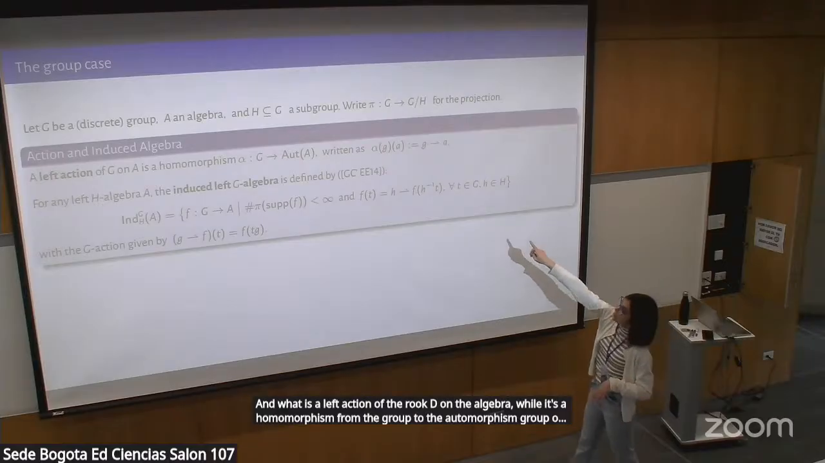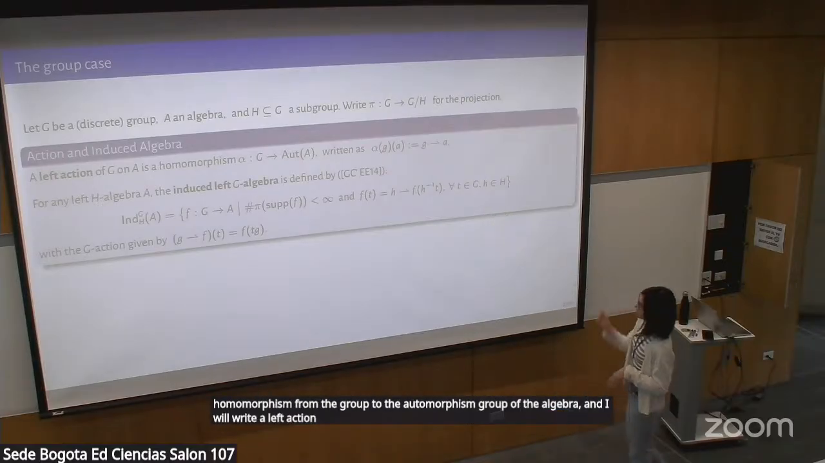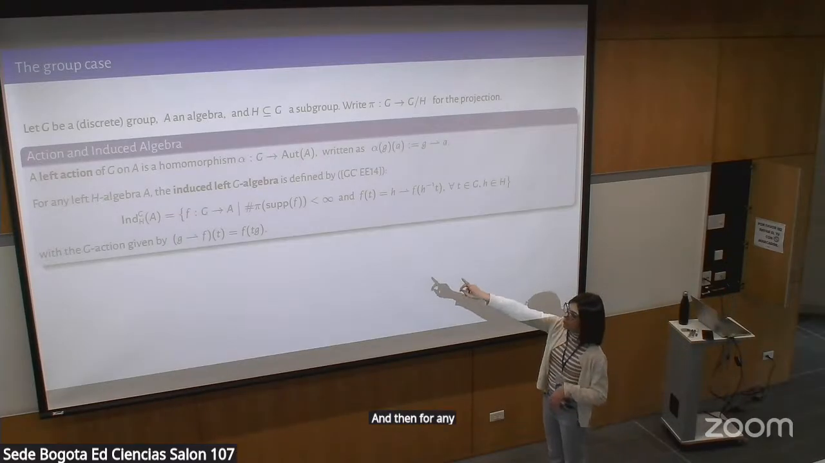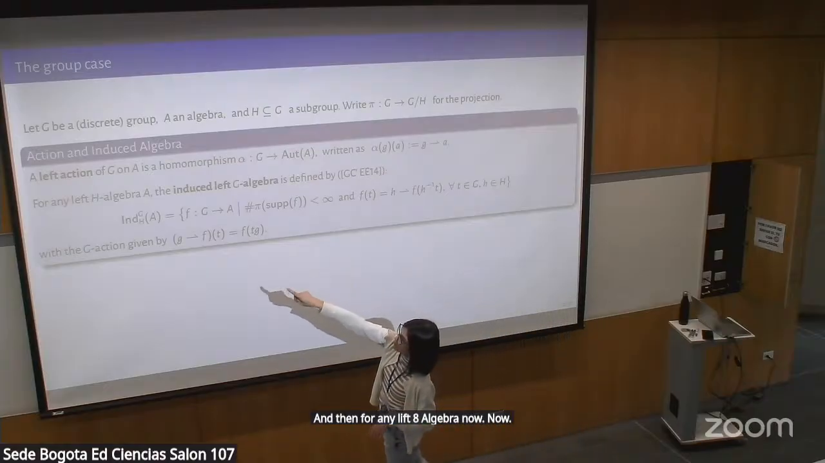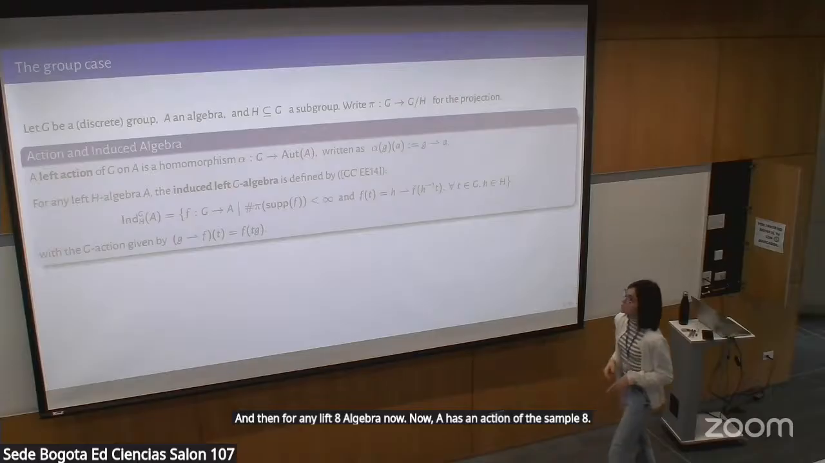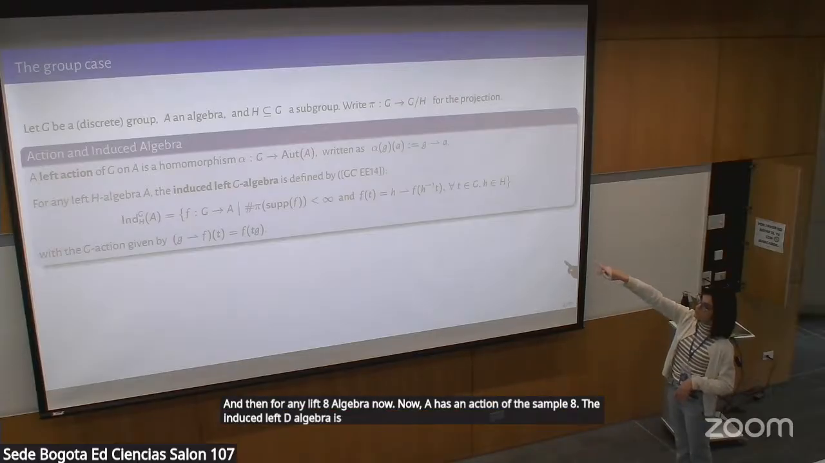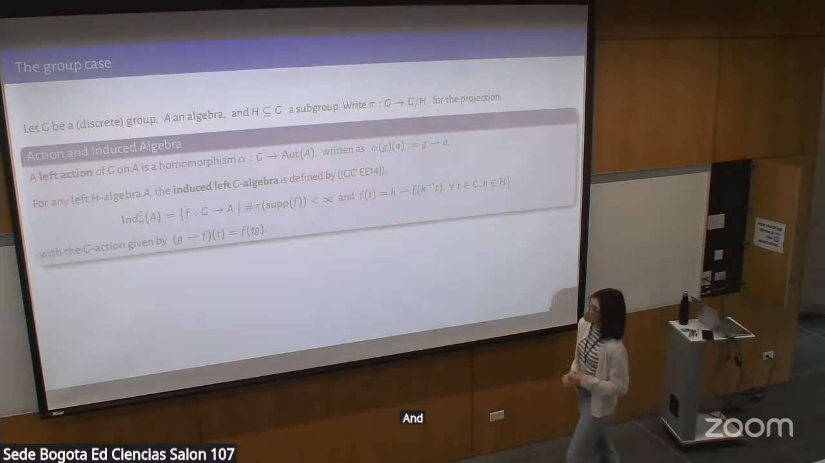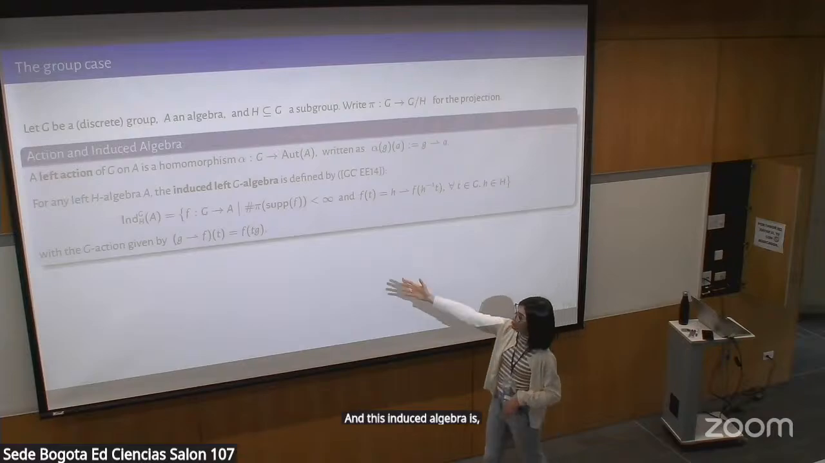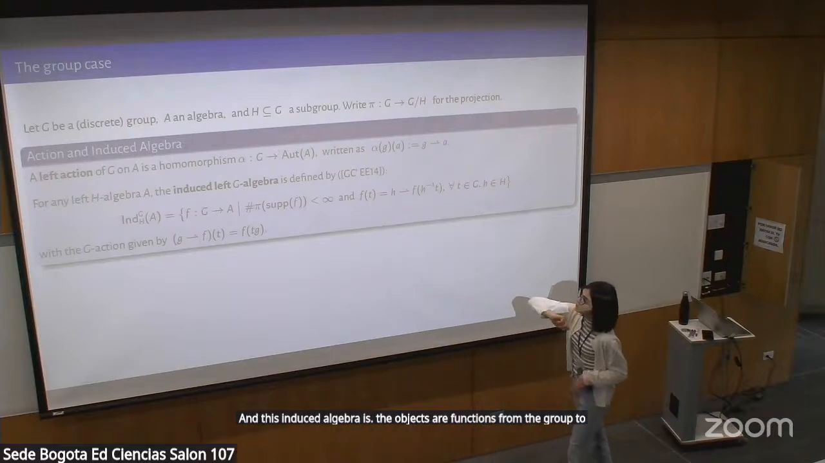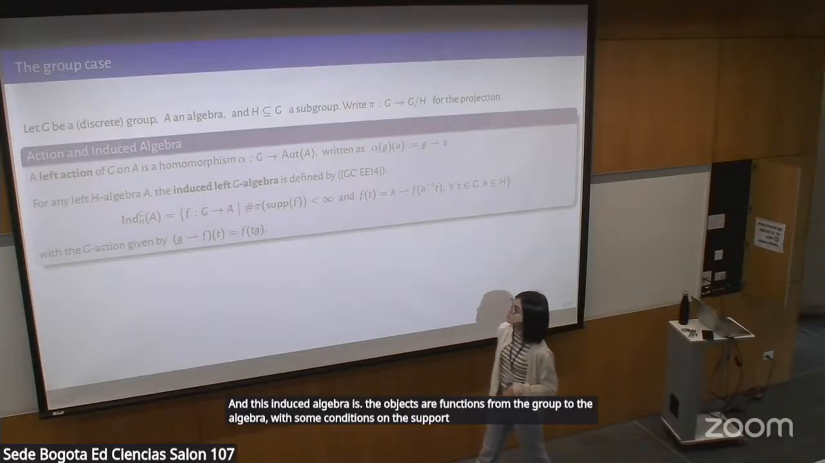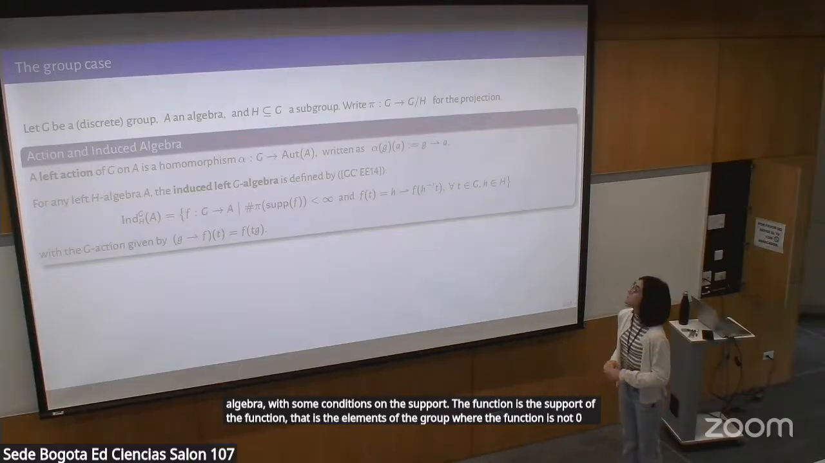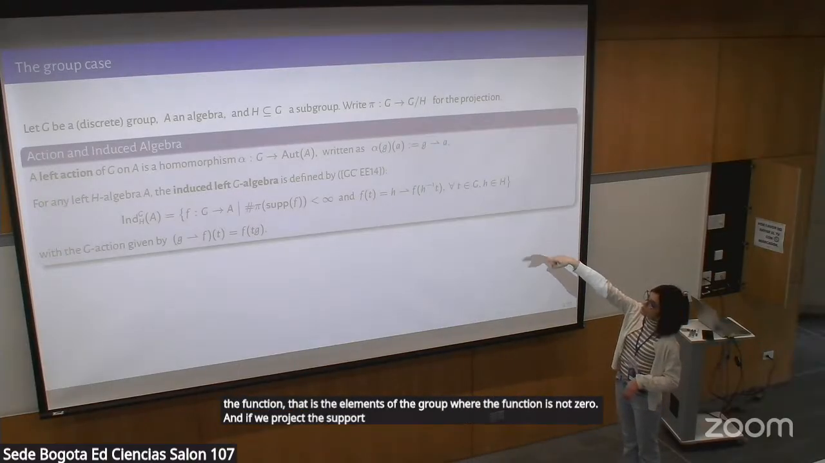And I will write a left action like that, okay? G acting on the element A. And then for any left H algebra, now A has an action of the subgroup H. The induced left G algebra is defined as follows, and this is a work of Guillermo Cortiñas and Eugenia Ellis. And this induced algebra, the objects are functions from the group to the algebra with some conditions on the support. The support of the function is the elements of the group where the function is non-zero. And if we project the support and then we count the cardinality, it's finite.